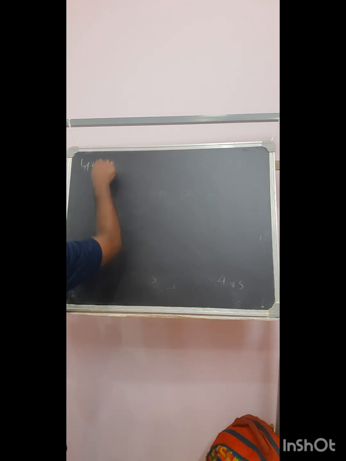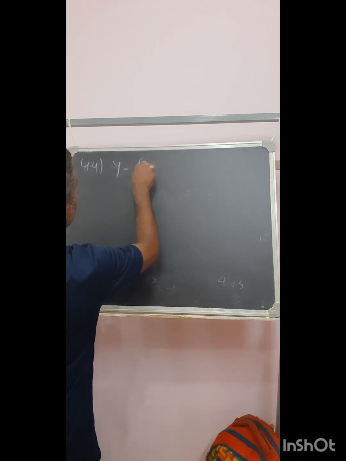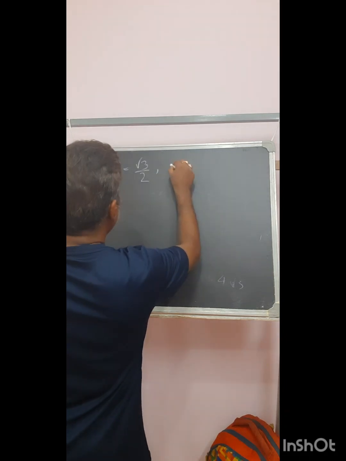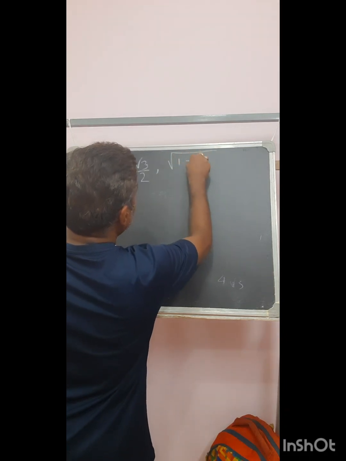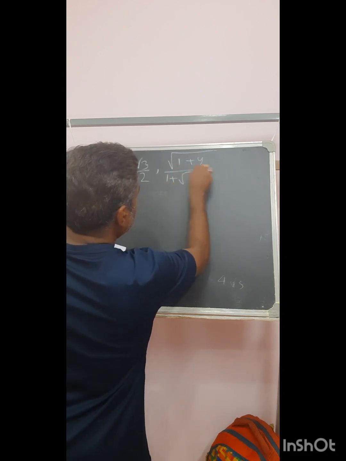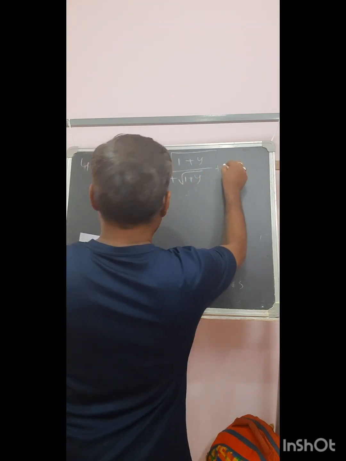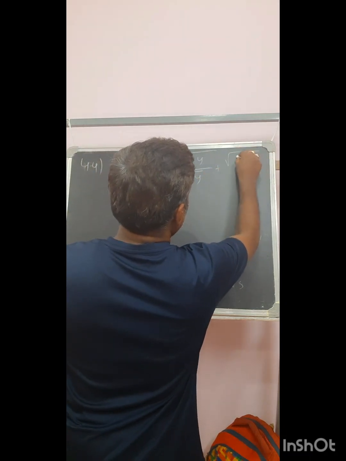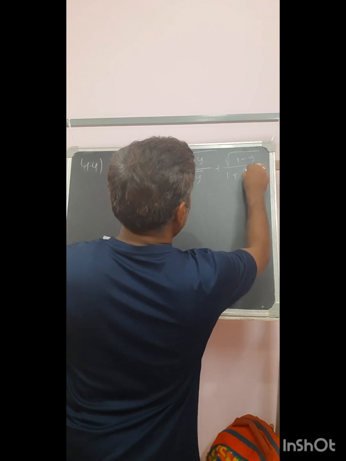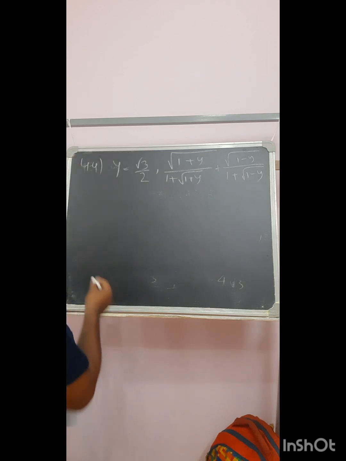Moving to 44, y is equal to root 3 by 2. Then find the value of 1 plus y by 1 plus y square root plus the same, the minus sign only in between, 1 plus this one. This is very lengthy, but I don't think it's very tough.